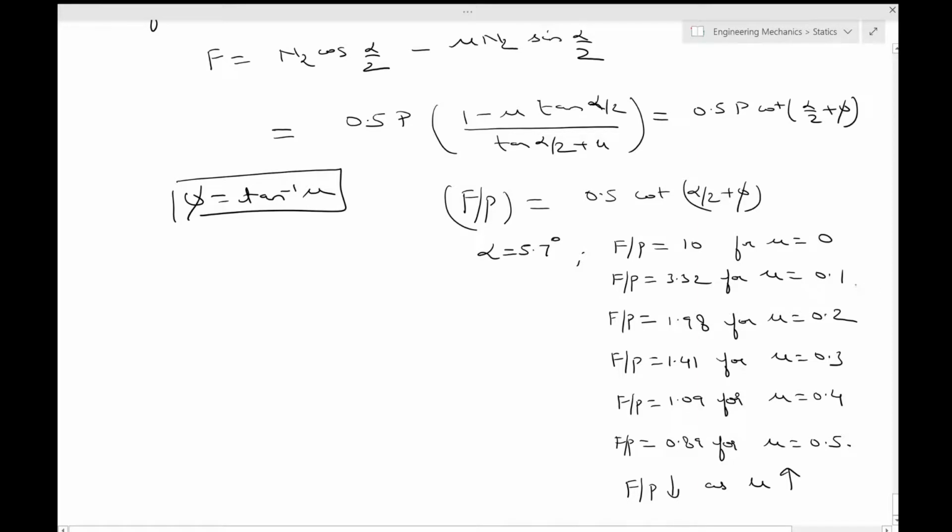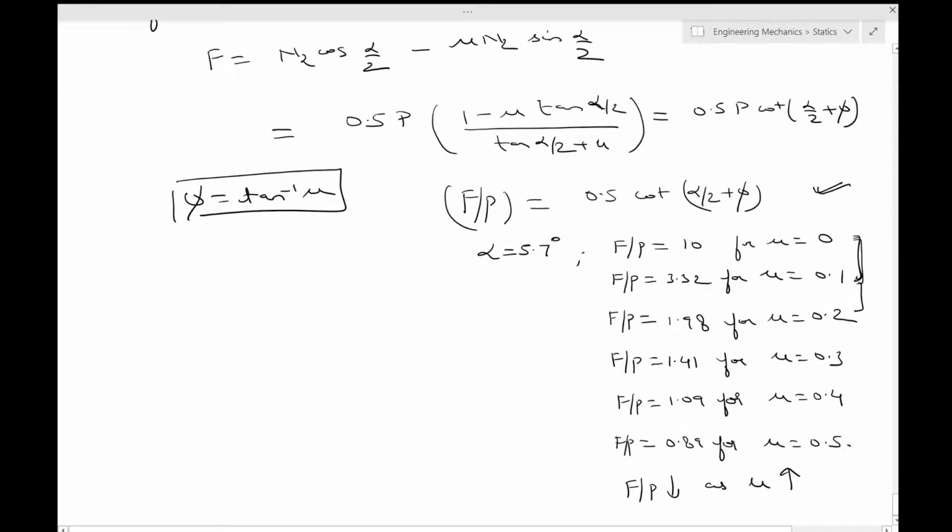So just by changing the mu by 0.1, you reduce this ratio F by P, say from 3.32 to 1.98. Going from 0, which is a frictionless surface, to 0.1, that F by P ratio reduces by almost 1/3. So this is something which is important for you to know, that this expression is highly sensitive.